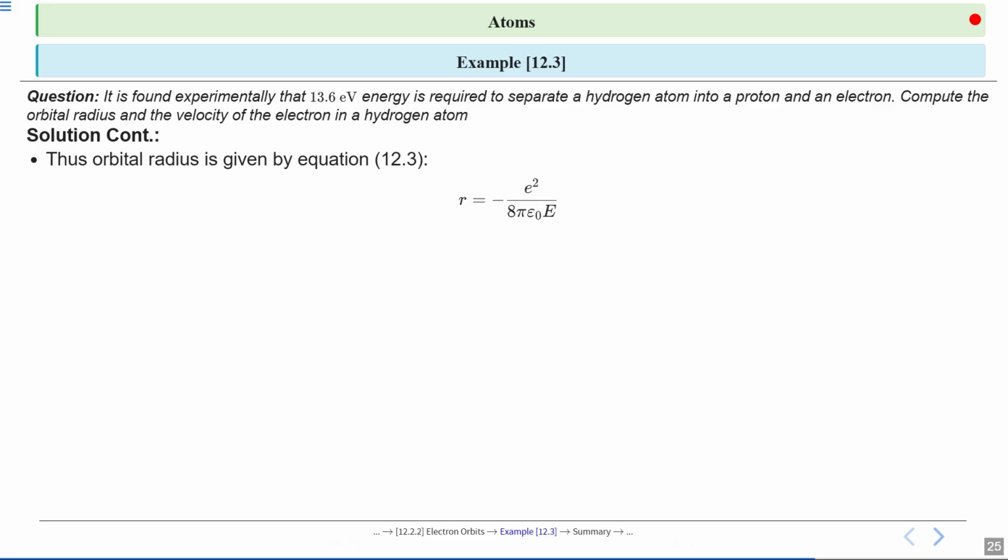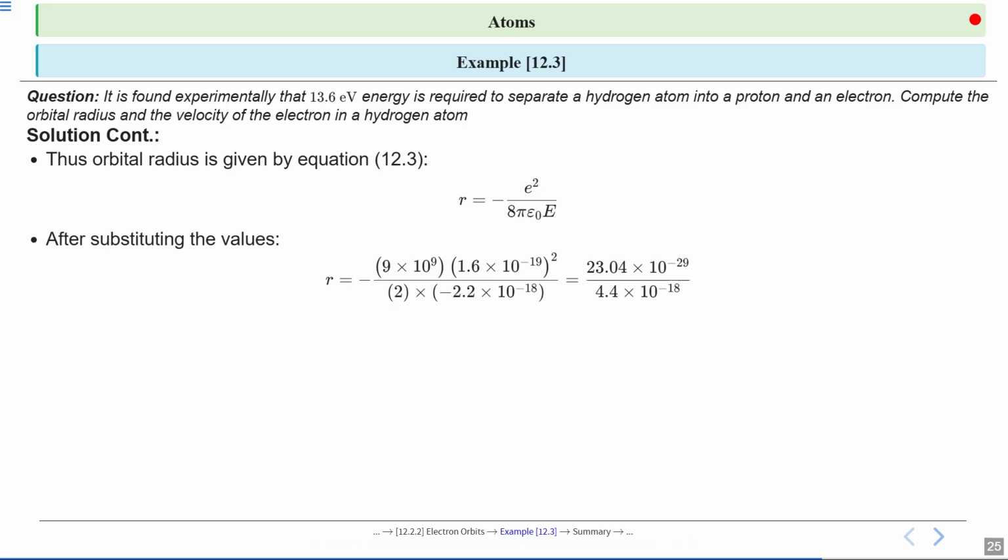Okay, where r is the radius in meters, e is the charge of the electron, and epsilon naught is the permittivity of free space. So let's substitute the known values into the formula. We will use e equal to 1.6 times 10 to the power minus 19 coulombs, and epsilon naught as 8.85 times 10 to the power minus 12 farad per meter. And E is given, which is equal to minus 2.2 times 10 to the power minus 18 joules.